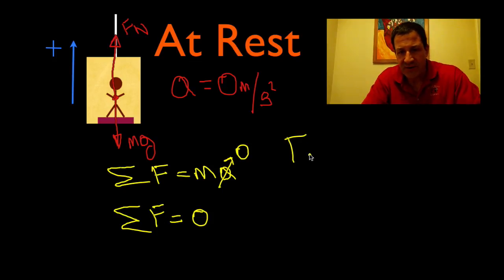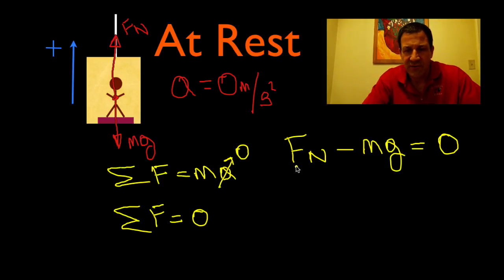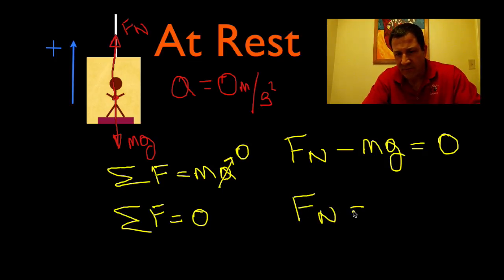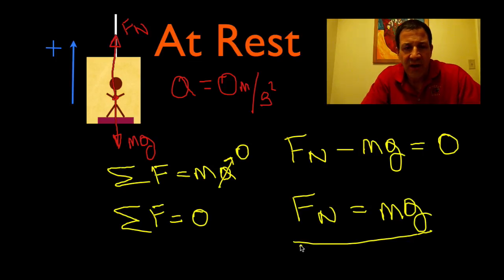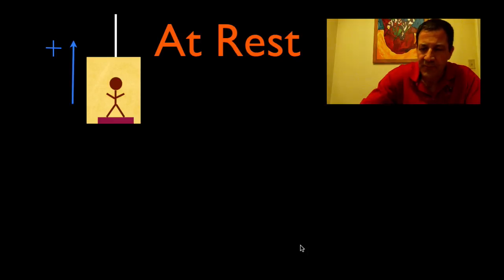So let's sum up the forces. The normal force we're going to write down first. It's in the positive direction. The force of the weight is second, and we're going to put a minus sign in front of it because it's acting in the negative direction, and then we're going to put 0 because those are equal to 0. And you can see that the normal force, the force that the floor pushes back up on you, is equal to your weight, and that should make sense. When you're standing still on a scale, the scale reads your weight. So in this case, the scale is reading your true weight. Okay, let's go on to the next one.